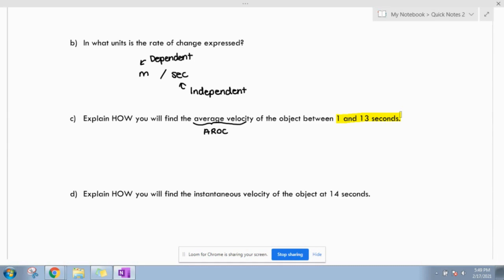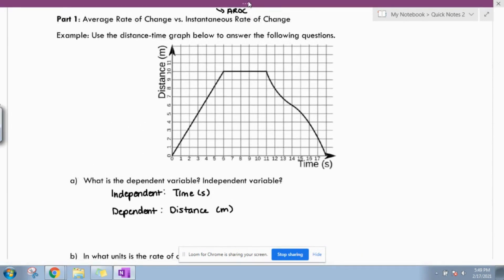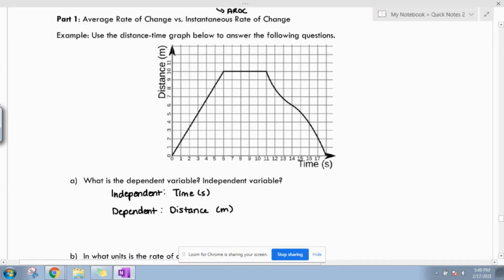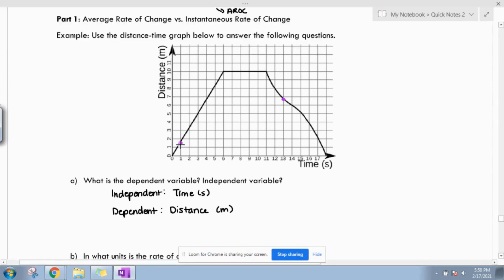So if I look back up to the graph, I'm going to show you how to find your average rate of change. So for my average rate of change, I'm focused on from 1 second to 13 seconds. So at 1 second, I'm looking at this point on my graph. And then at 13 seconds, I'm looking at this point on my graph. I'm going to connect those 2 points together now using a secant line, just like this.